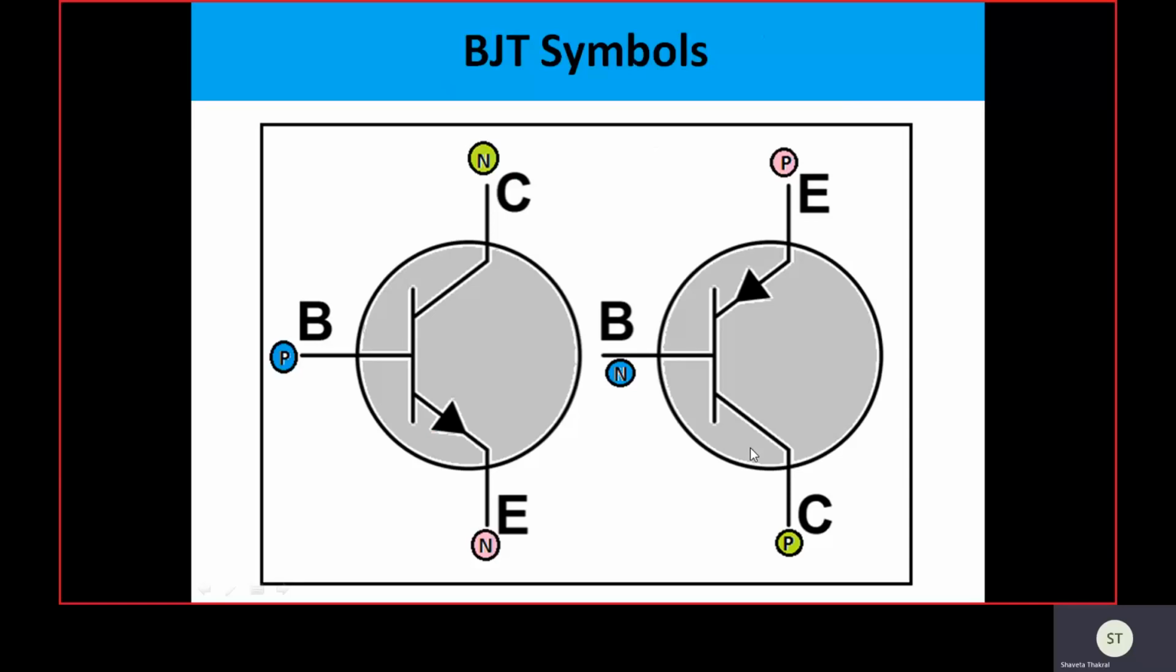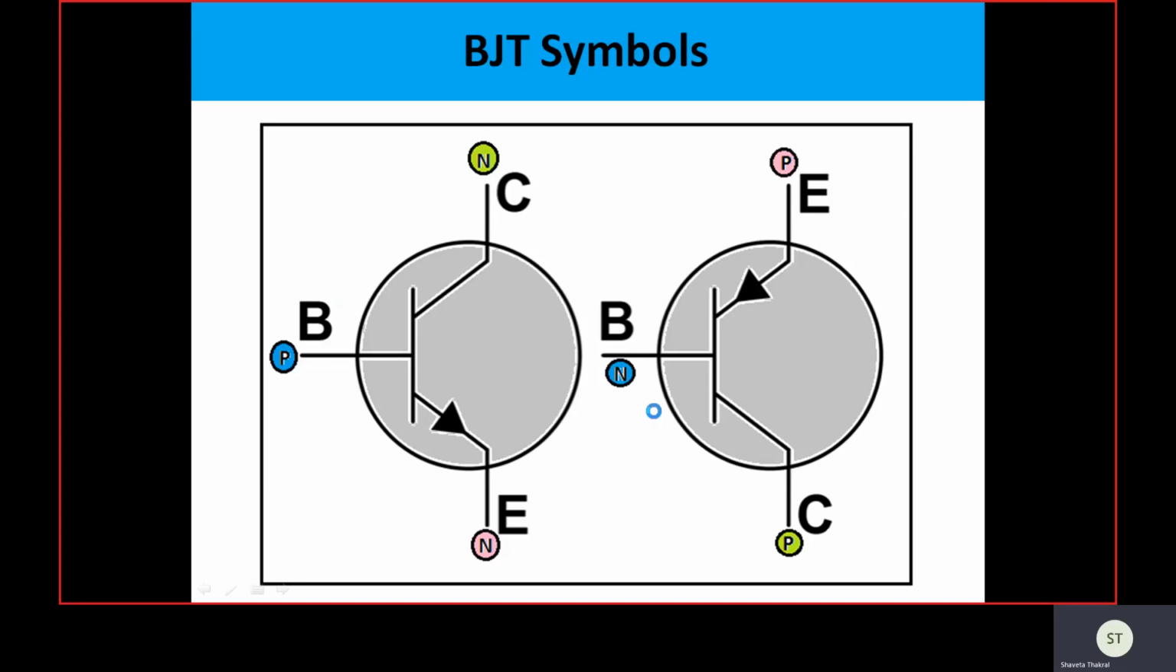And these are the symbols of BJT. Here we can see if the arrow direction on the emitter is shown outward, that is the symbol for NPN BJT, and if the direction of current is inward, that is the symbol for PNP BJT. And technically current flows from P to N. Here we can see the base is P type, the emitter is N type, and the current is flowing from P to N. And if we see this PNP transistor, here the emitter is P type and the base is N type. So here we have the direction of current from P to N.